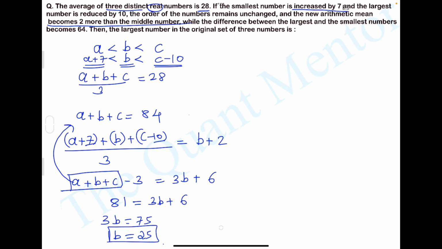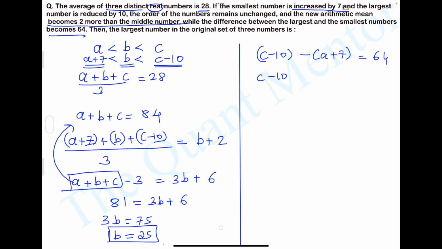And we have the last condition here. The last condition given in the question is the difference between the largest and smallest number becomes 64. So C - 10 and A + 7, the difference of these two numbers is worth 64. So I will get C - 10 - A - 7 is 64. So minus 10 minus 7 is minus 17. C - A - 17 is 64, or I will get C - A as 81.